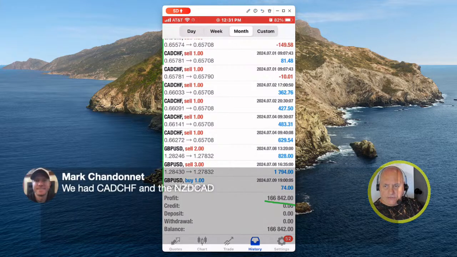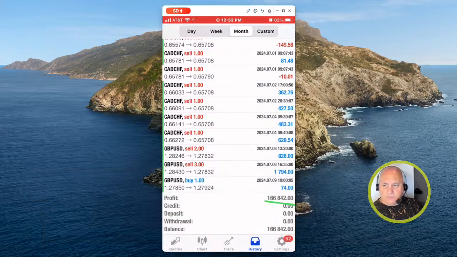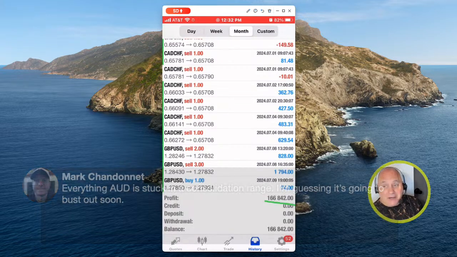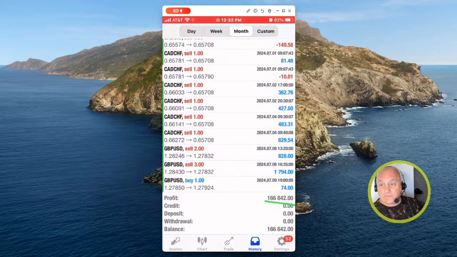Mark says we had CAD Chief and then NZD CAD. Just looking at some comments here. Mark says every AUD is stuck in a consolidation range. I'm guessing it's going to bust out soon. Yeah, so we're trading it. We're trading what the market's giving us.